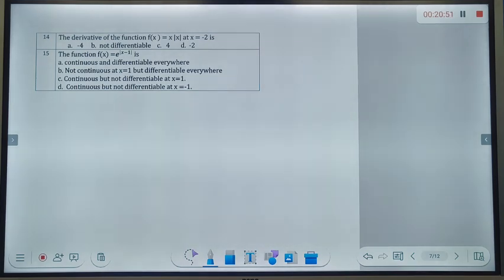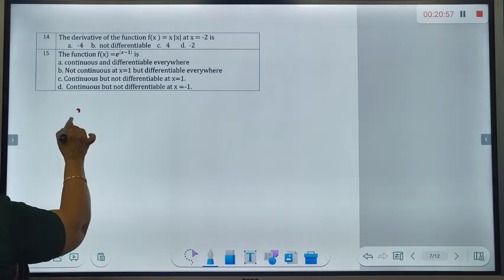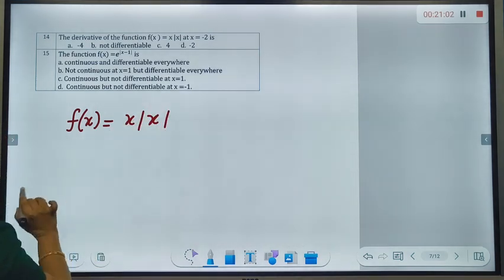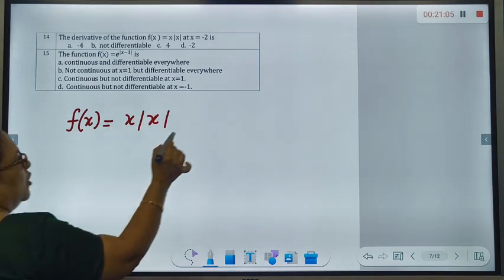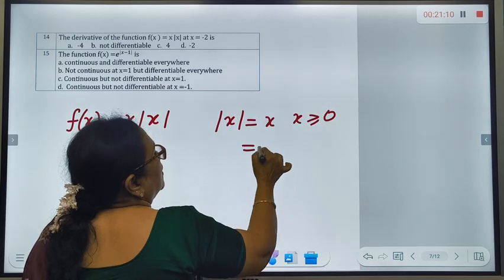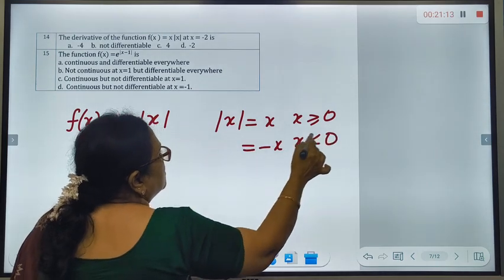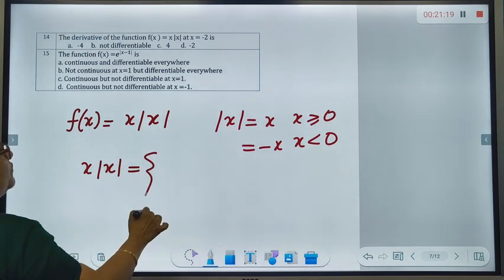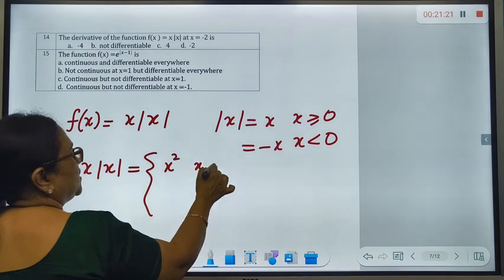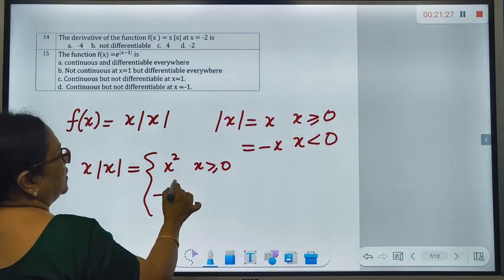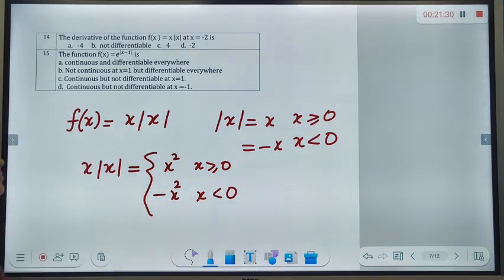The derivative of the function f of x equal to x mod x at x equal to minus 2. So let us look at f of x equal to x mod x. First let us write the definition of mod x. Mod x equal to x when x is greater than or equal to 0, equal to minus x when x is less than 0. So x mod x will be equal to x square when x is greater than or equal to 0, and minus x square when x is less than 0.